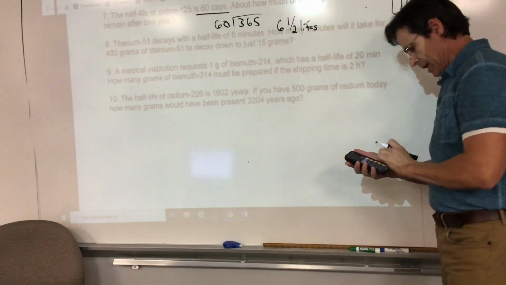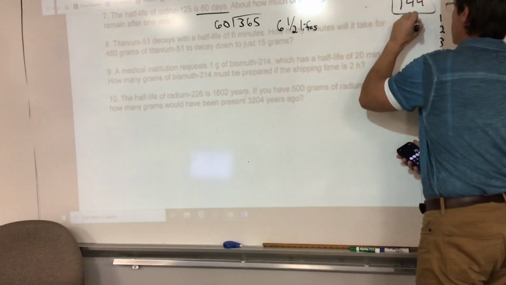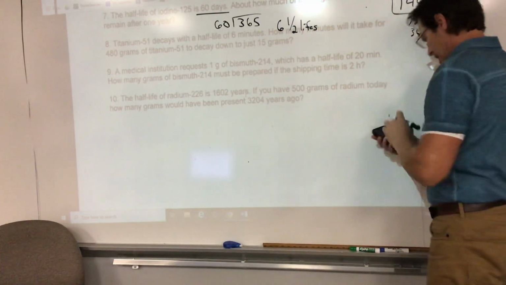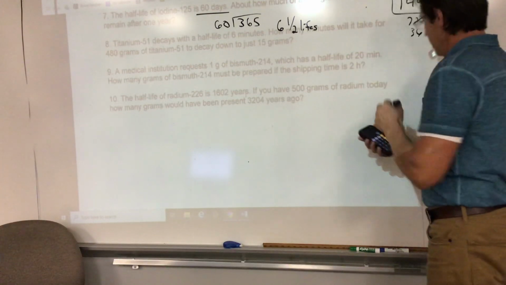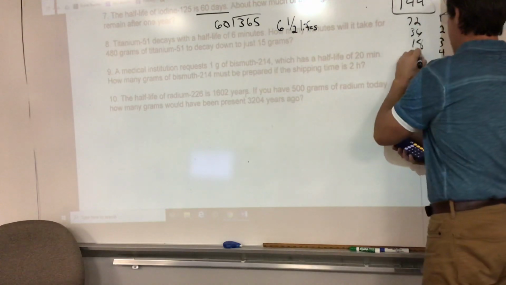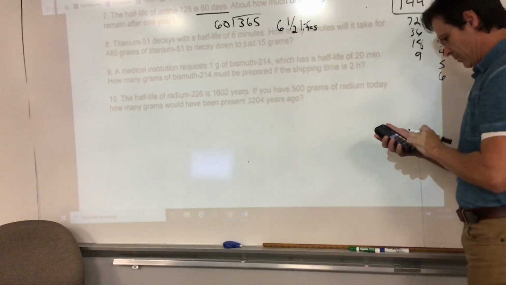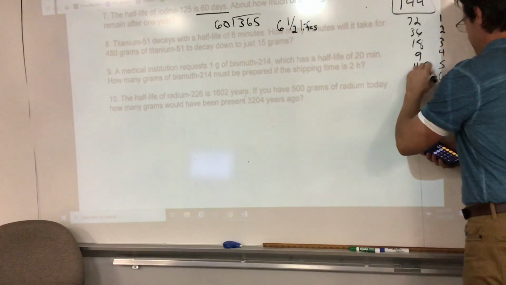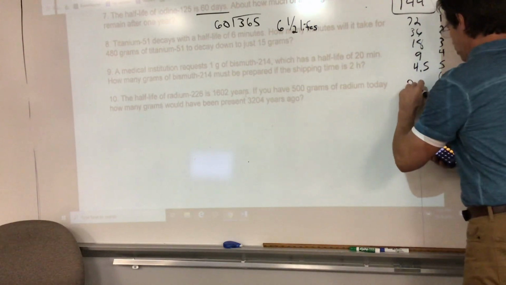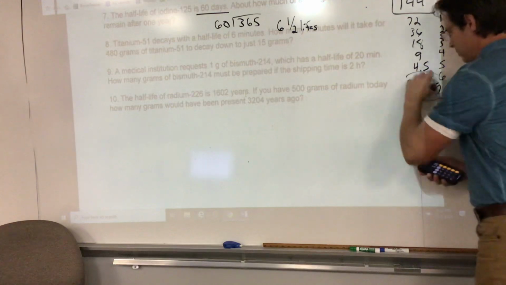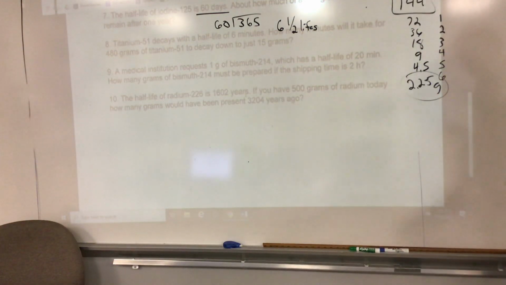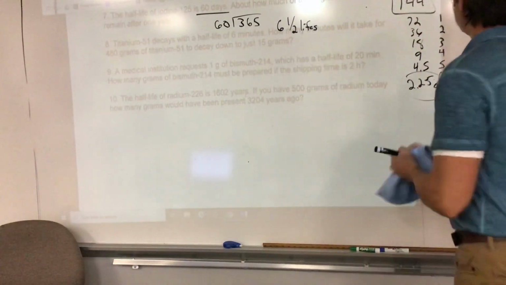144 divided by 2, after 1 half-life it's 72. Divided by 2 is 36. That's 2 half-lives. Divided by 2, 3 half-lives, I got 18 left. Divided by 2, that's 9 after 4. Divided by 2, that's 4.5. And last but not least, after 6 half-lives, divided by 2 is 2.25 grams. So 2.25 grams is number 7.